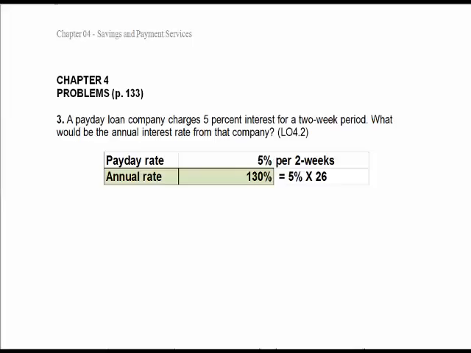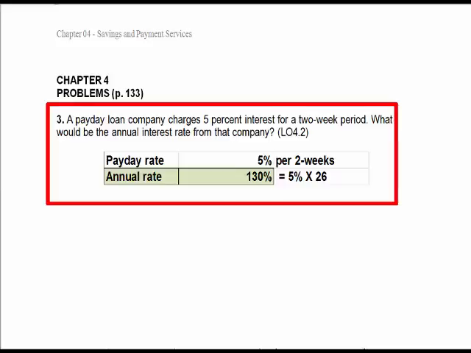In this recording, I'm going to go over the end of chapter problems for chapters 4, 5, and 6. So here's chapter 4. First one, a payday loan company charges 5% interest for a 2-week period. What would be the annual interest rate for the company?